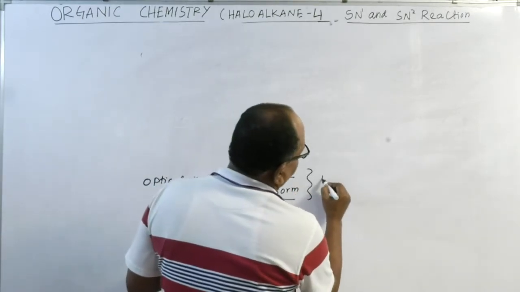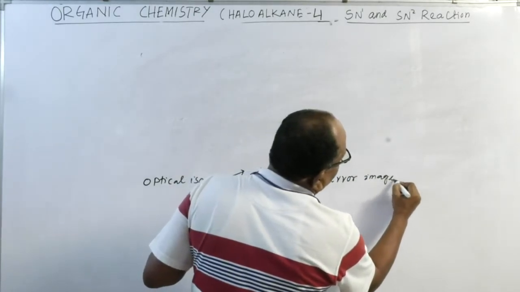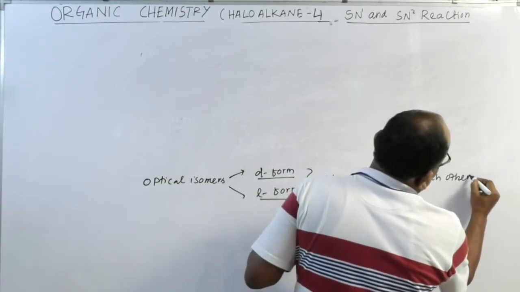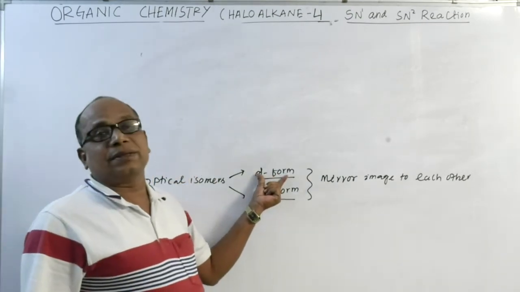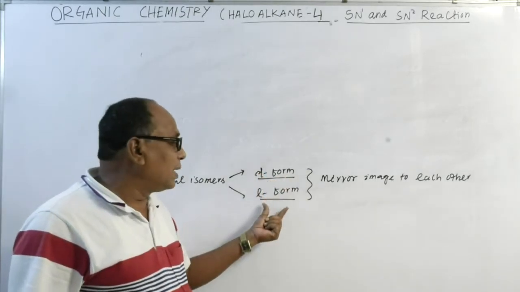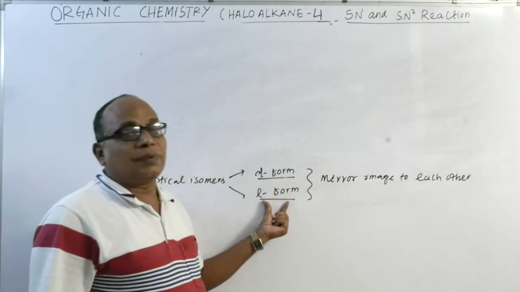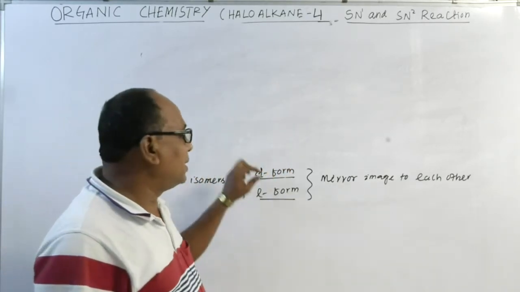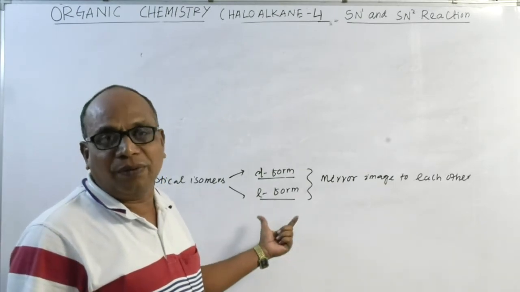These two forms are mirror images of each other. If the D form is the object, then the L form will be its mirror image. If the L form is the object, then the D form is the mirror image of the L form.